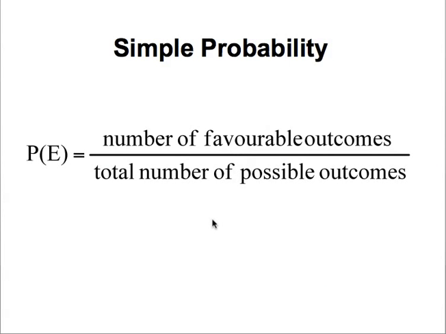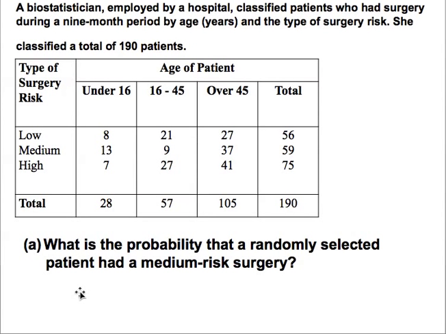Now a simple formula for finding probability. The probability of an event, I'm just using E. You can use a capital letter to summarize the event. So the probability of an event E is equal to the number of favorable outcomes over the total number of possible outcomes. And we're going to look at an example here.